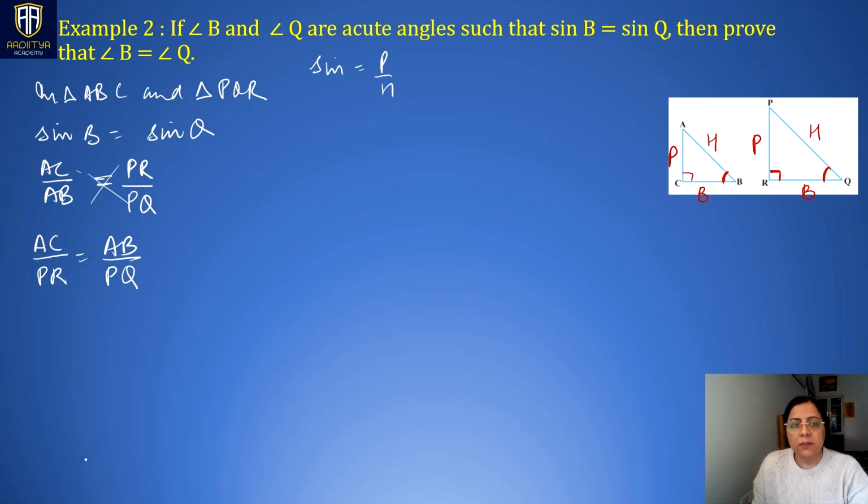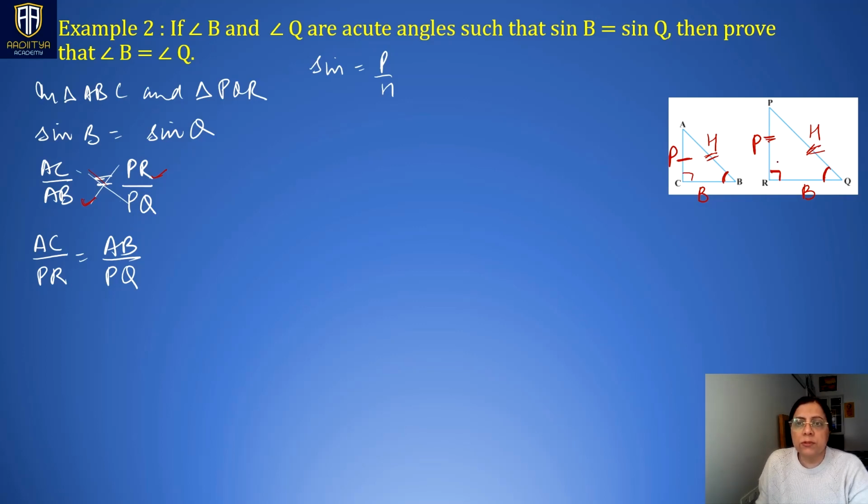Why have I done this? Now if I write AC upon PR, AC is a side in this triangle, PR is a side in this triangle, is equal to AB upon PQ. AB is here, PQ is here. What I have done is, by alternating these two values, I have got the result of the ratio in a form which can be used in both triangles. So the ratio of this pair of sides in these two triangles is equal to the ratio of this pair of sides in these two triangles.